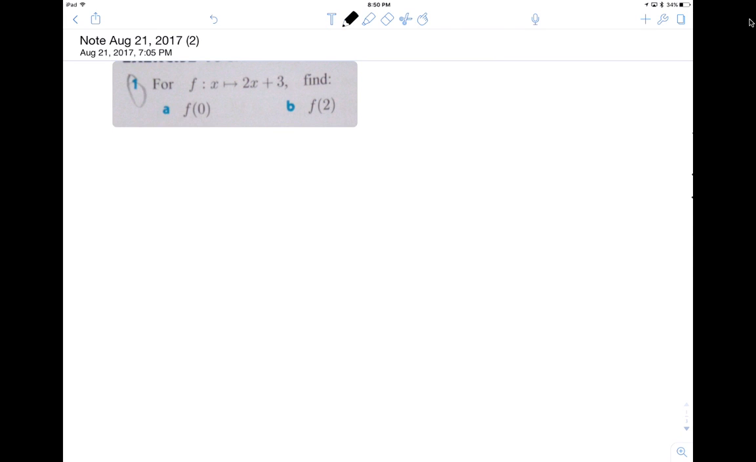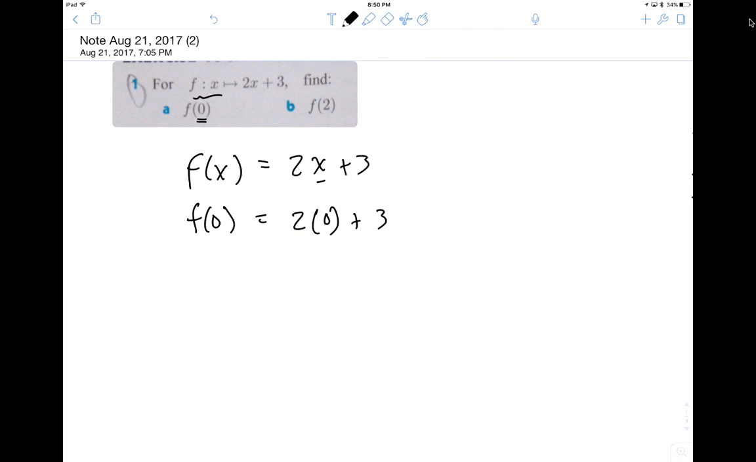It's written as f colon x, but it's the same thing as saying f of x is equal to 2x plus 3. So to find f of 0, all we do is plug in 0 wherever there's an x, and it's only the one place. So f of 0 is equal to 2 times 0, because that's what x is, plus 3. So we get 0 plus 3 gives us 3.